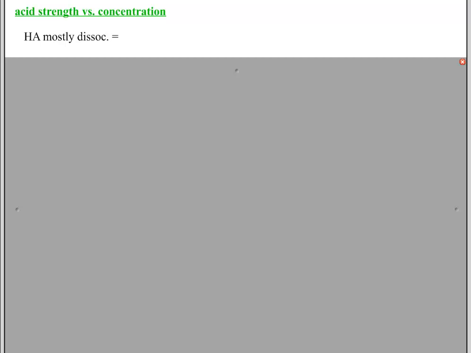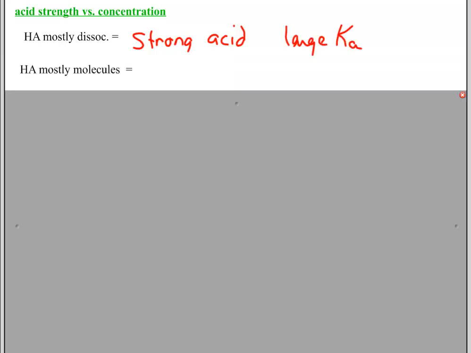Okay, let's take a look at the difference between acid strength and acid concentration. If I have an acid that's mostly dissociated, meaning it breaks into hydronium ions and anions, then I have a strong acid. And because I have mostly products, mostly ions, then what I have is a large Ka. If I have an acid that stays mostly as molecules and not much of it breaks apart into ions, then I have a weak acid, and when I have a weak acid, I have a small Ka.